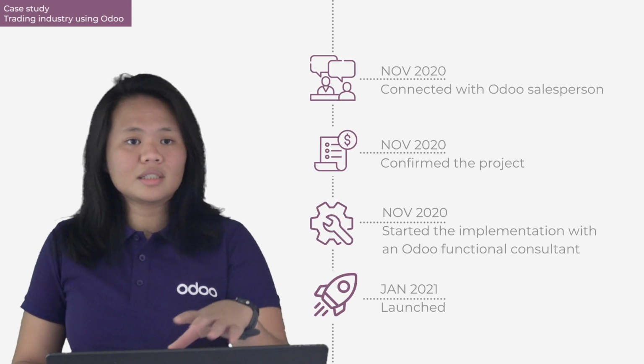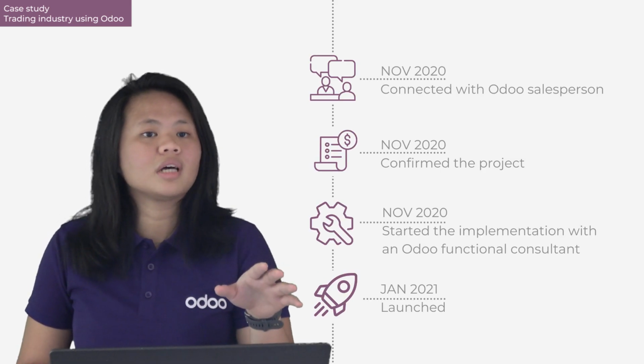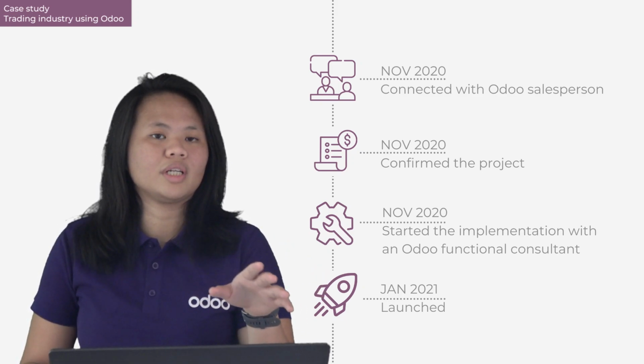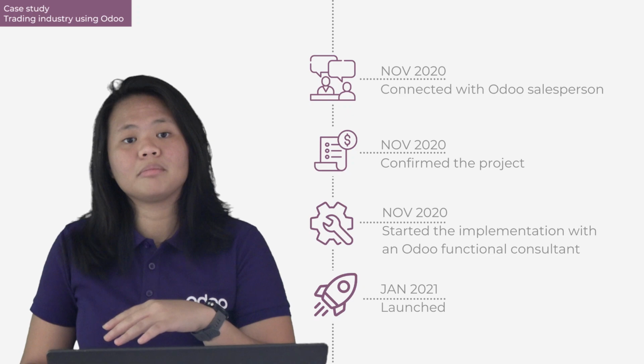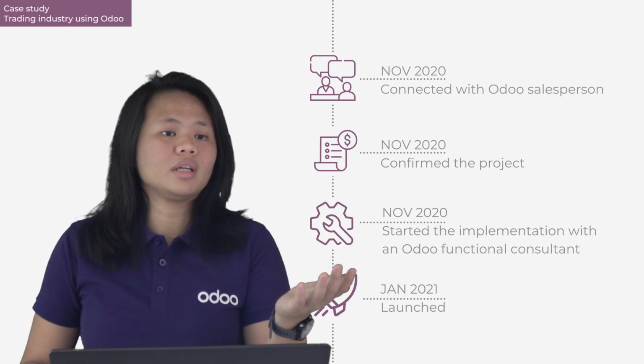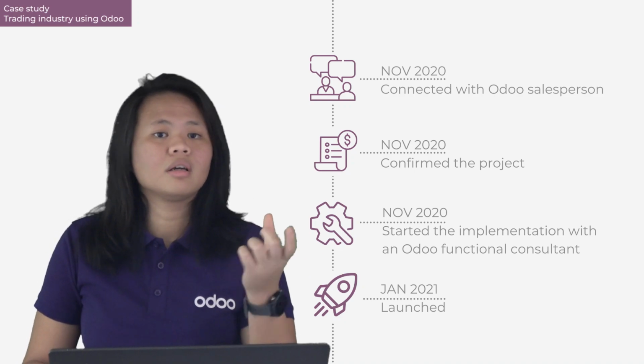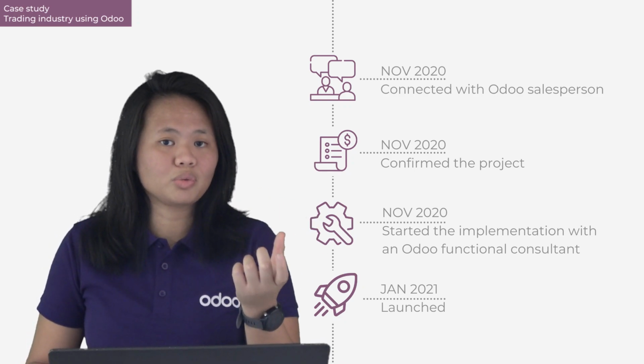So for this kind of business flow for the trading company and for the client, this is the timeline. The first time that they connected with our salesperson was in November 2020, and then they confirmed the implementation, meaning that they already paid everything, and then they implemented with Odoo as well. So they bought a success pack in November 2020 as well.